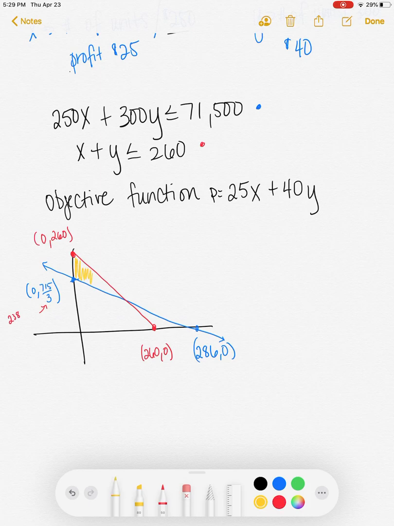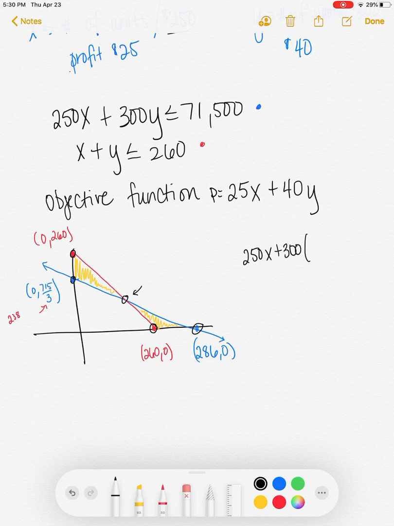All right, so my shading, notice that I have two different sections. This is one section, this is my other section. So I have several vertices. I have one here, one here, one here, one here, and one here. I have everything except for this one here. So let's see if we can find that guy. That's the point of intersection. I just plugged one into the other.